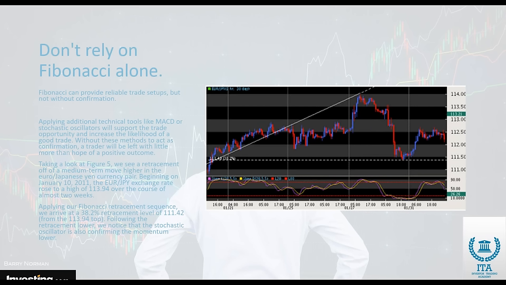So taking a look at the chart on the right, we see the retracement of the medium-term move higher in the Euro-Japanese-Yen currency pair. Beginning on January 10, 2011, the EUR-JPY exchange rate rose to a high of 113.94. Over the course of almost 2 weeks applying our Fibonacci retracement sequence, we arrived at a 38.2 retracement at 111.42. Following the retracement lower, we noticed that the stochastic oscillator is also confirming the momentum lower, and then you got a confirmation and you would have made a good trade.